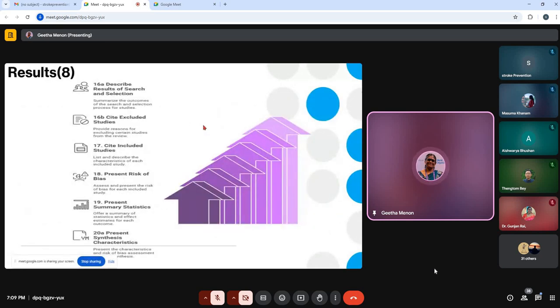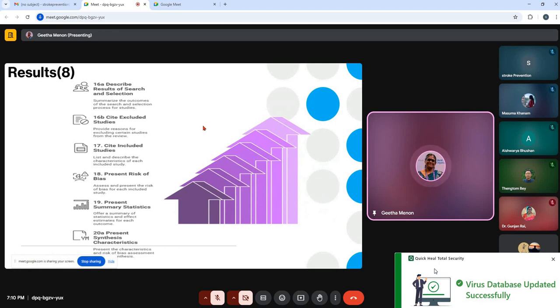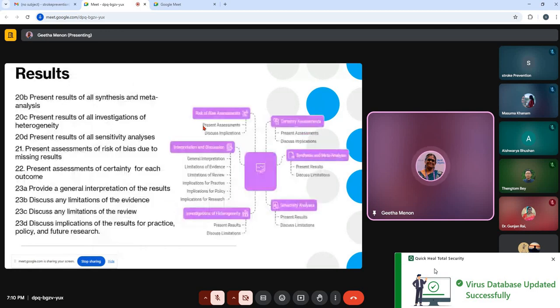be included. Then the results section should have the description of the results, the number of studies that have been included, all the citations of those, the description of those, and the studies that have been excluded and why they were excluded. Reasons for exclusion should be written. The risk of bias should be presented, and all the summary statistics in the form of 2x2 tables, and the patient study characteristics should be presented in the results. So all this is included in the results.